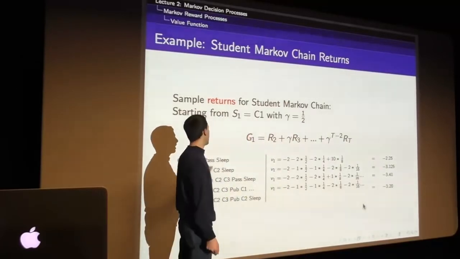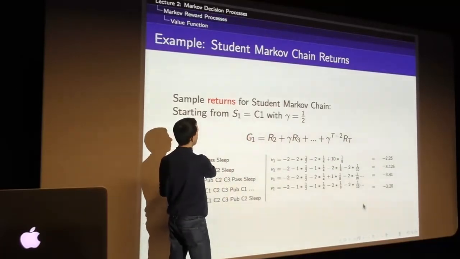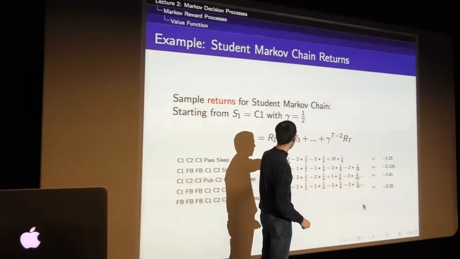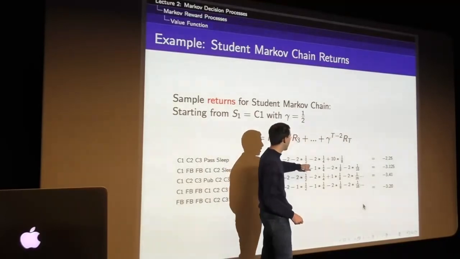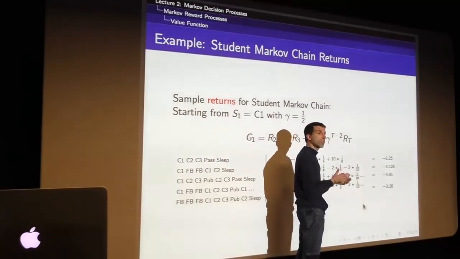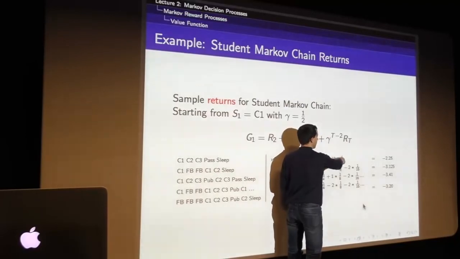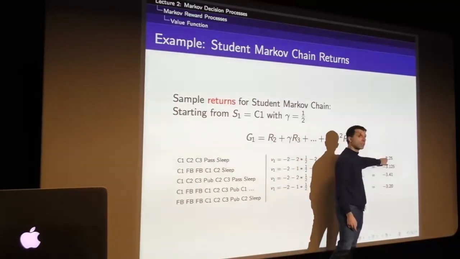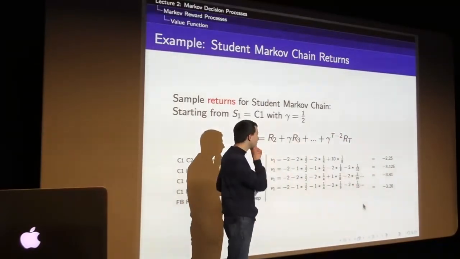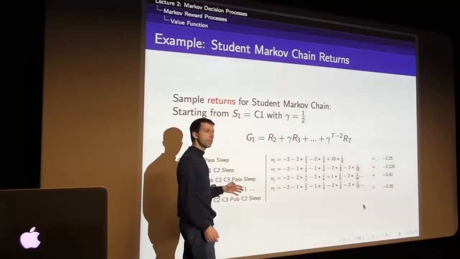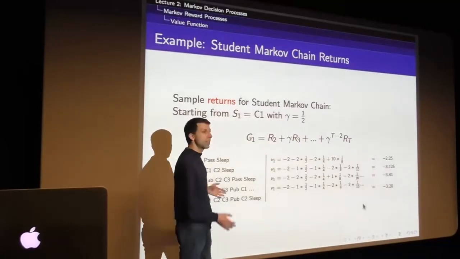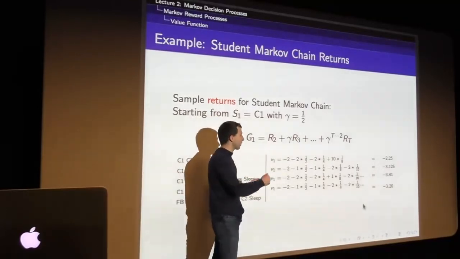Now if we look at the value of these, these are basically the returns here. You get -2 at the first step, -2 discounted by a half, -2 discounted by a quarter, and then at the end of it you get this +10 reward for finishing all 3 classes, and that's discounted by an eighth. You sum those all together, you get -2.25. So that's one sample of the return. This one should say G1. And now we've got 4 different samples here. These are the first 4 different sample sequences through this Markov reward process.